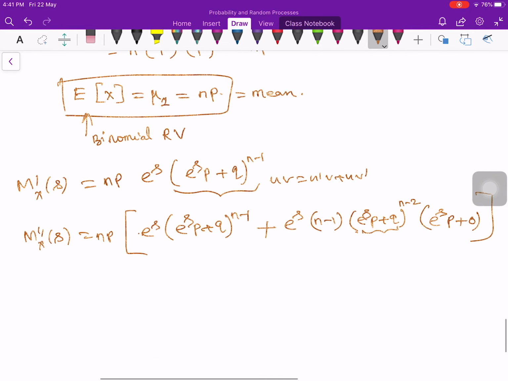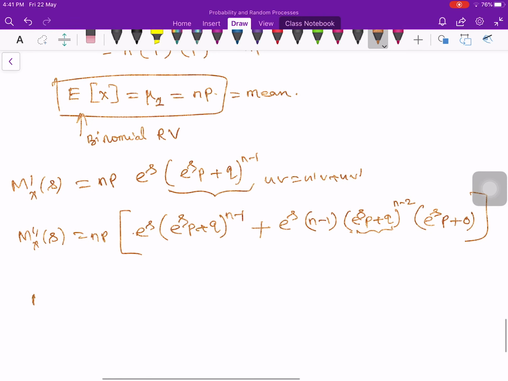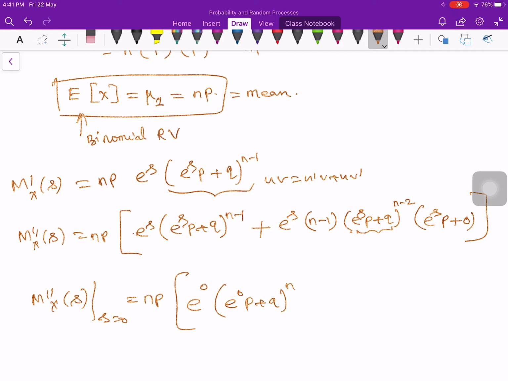So for the second order derivative, substitute s equal to 0. Then we get np times e to the 0 times (e to the 0 p plus q) to the n minus 1, plus e to the 0 times n minus 1 times (e to the 0 p plus q) whole power n minus 2 times e to the 0 p. That's it.